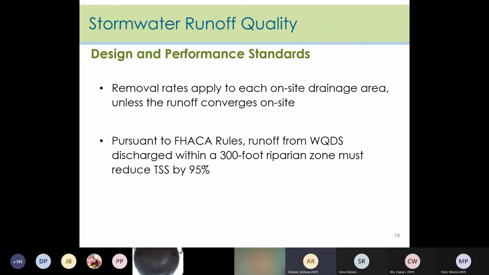Each individual drainage area must meet the 80% requirement unless there is convergence prior to discharge from the site. Drainage areas discharging to different locations cannot be averaged together, and additionally, water discharging within a riparian zone must reduce TSS by 95%.